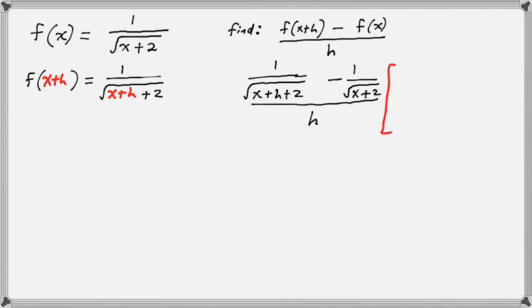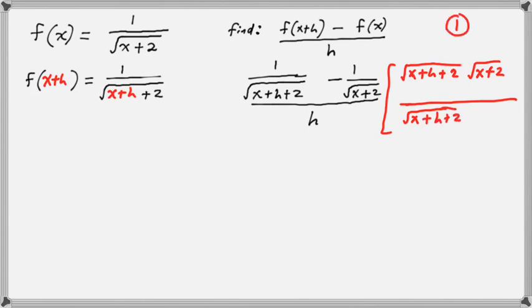So I'm going to multiply it by the radical with 3 terms, x plus h plus 2. And then that's going to be multiplied by the other radical, which is simply x plus 2. And I have the same thing on the denominator because anything divided by itself is 1. And if you're multiplying something by 1, you're not changing the value.